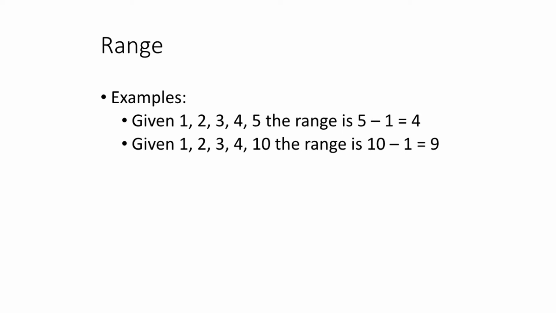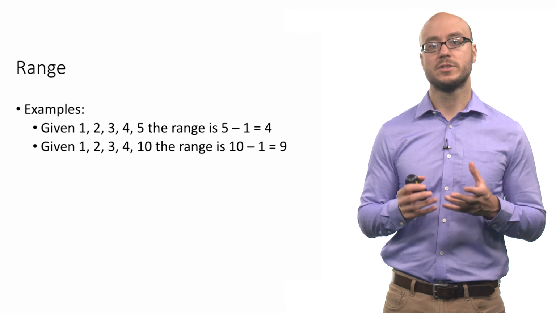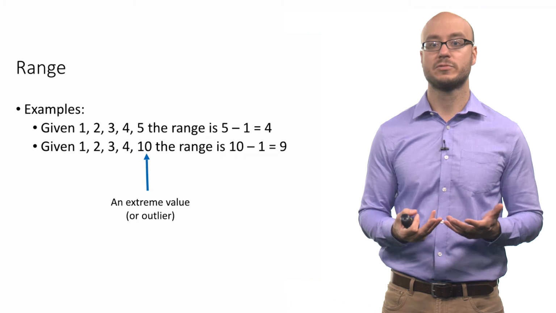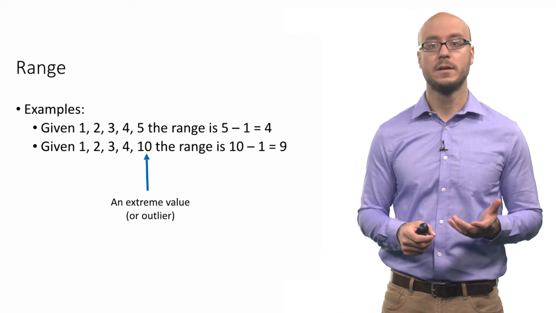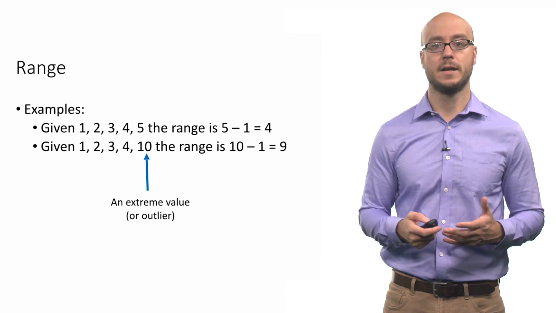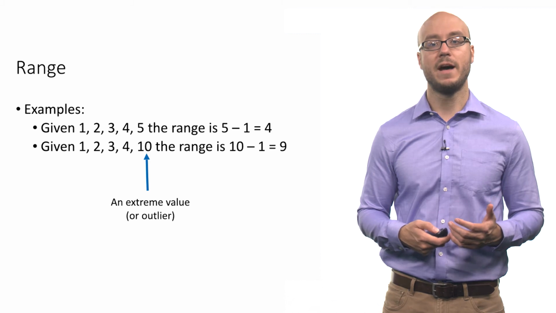If you have a set of observations of 1, 2, 3, 4, and 5, the range is 5 minus 1. So the maximum value is 5, the minimum value is 1, so the range is 4. You take the maximum value and you subtract out the minimum value. But let's look at a set of observations where that last number, instead of being 5, is 10. So it's really an extreme value or an outlier. In that case, the range is the maximum value, 10, minus the minimum value, 1. So 10 minus 1 is 9. So the range differs depending on the maximum and minimum values.